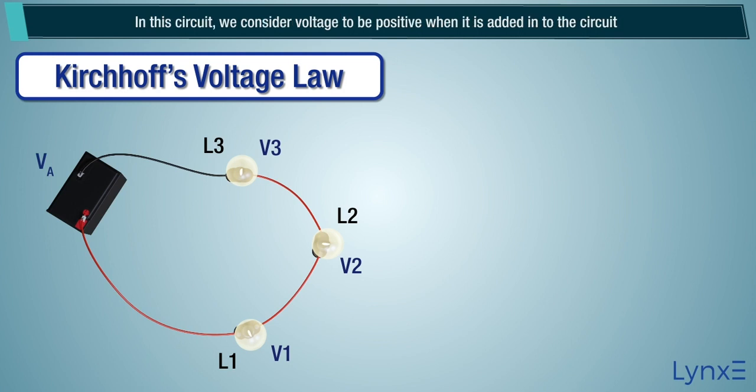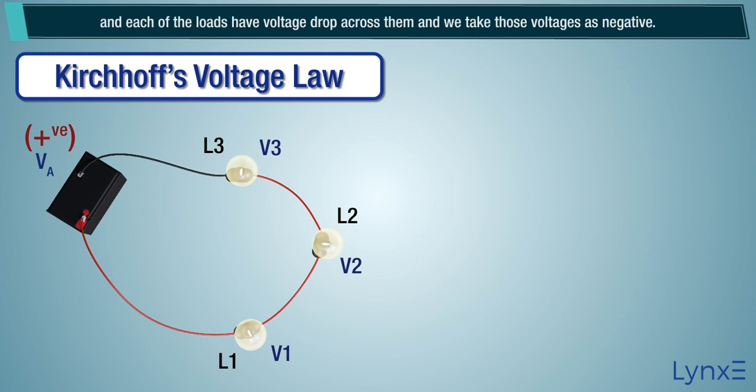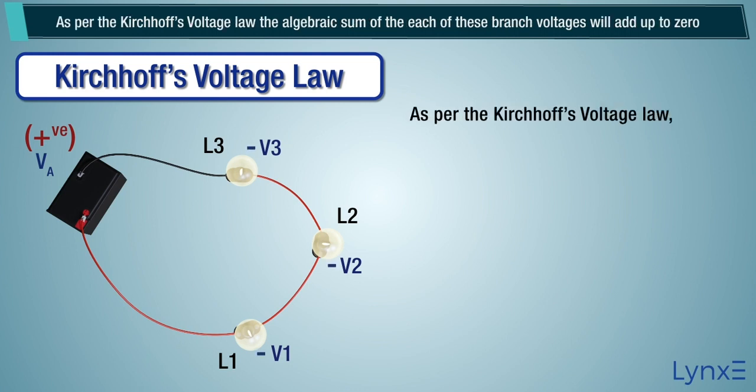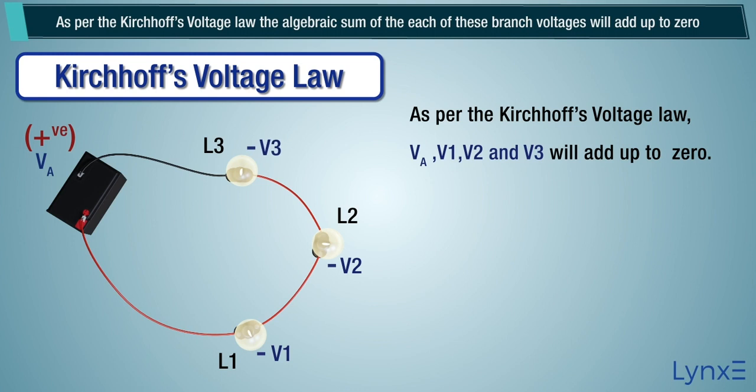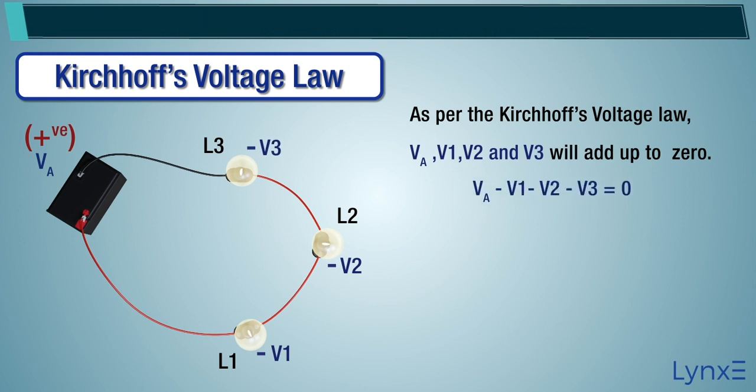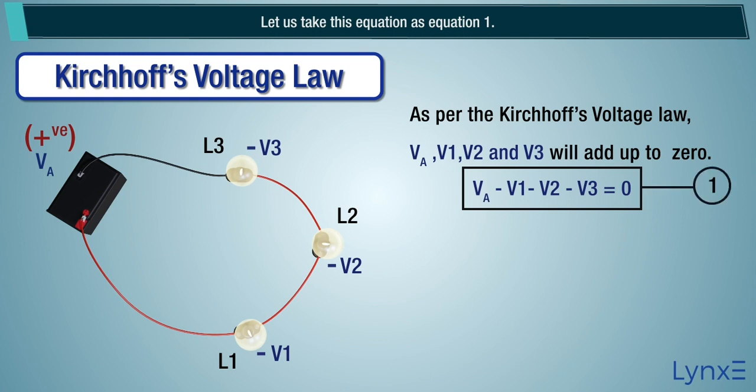In this circuit, we consider voltage to be positive when it is added into the circuit, and negative when it is taken away from the circuit. Here, the battery gives voltage to the circuit, so we take that voltage VA as positive, and each of the loads has a voltage drop across it, and we take those voltages as negative. As per Kirchhoff's voltage law, the algebraic sum of each of these branch voltages, VA, V1, V2, and V3 will add up to 0. This means VA minus V1 minus V2 minus V3 is equal to 0. Let us take this equation as equation 1.